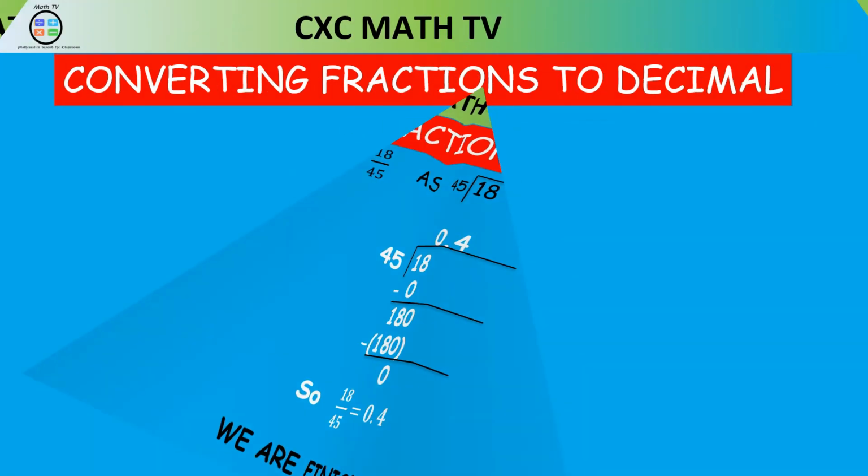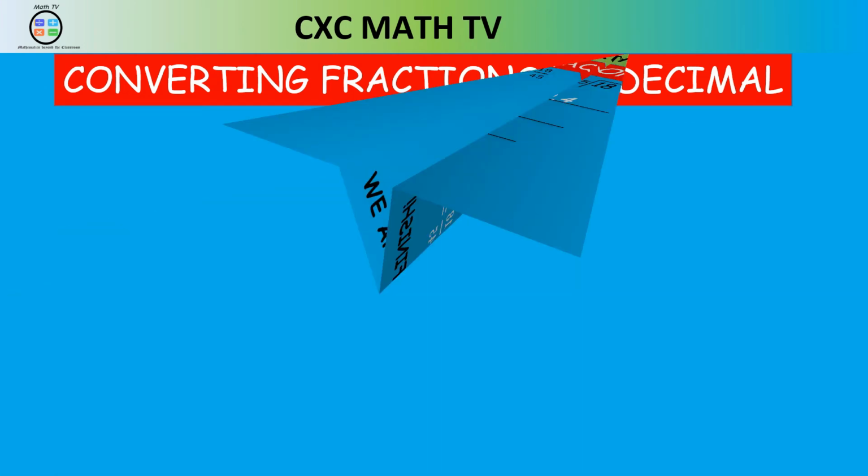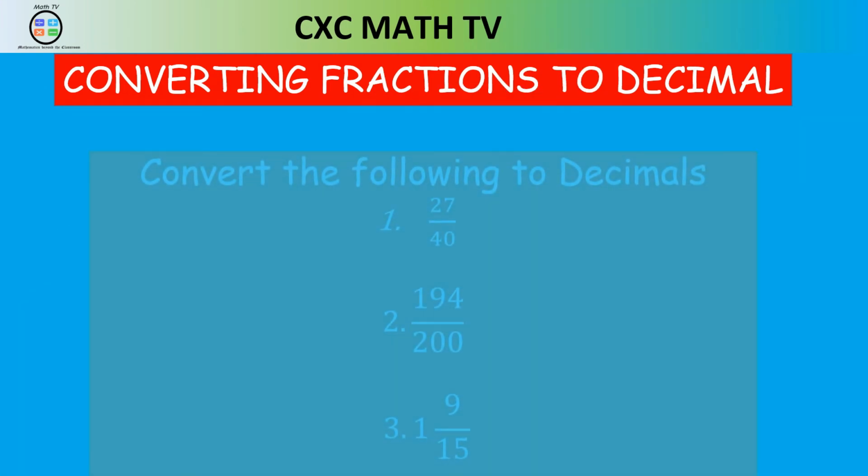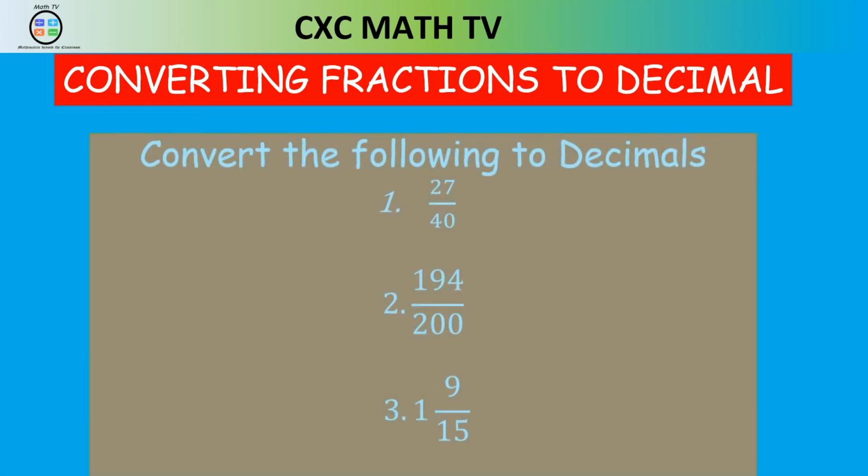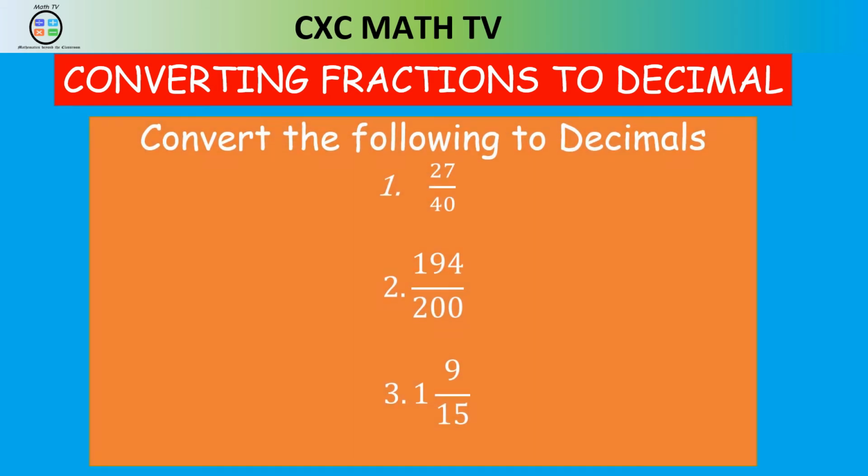So try these questions right here. Convert 27 over 40, 194 over 200, and 1 and 9 over 15 to decimal. Go ahead and attempt it. Lovely.